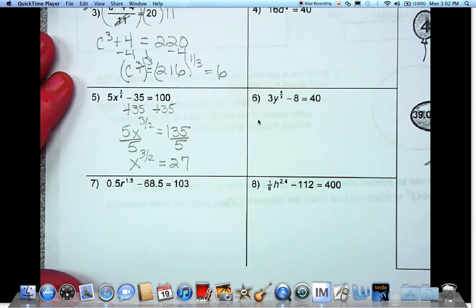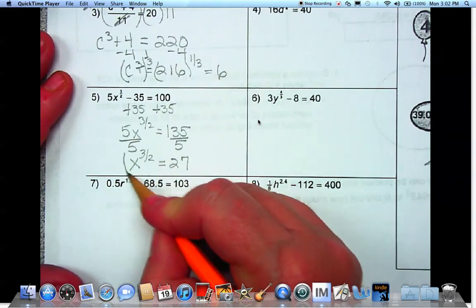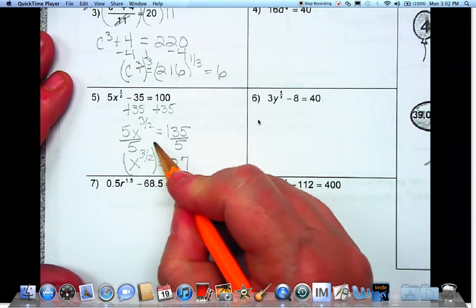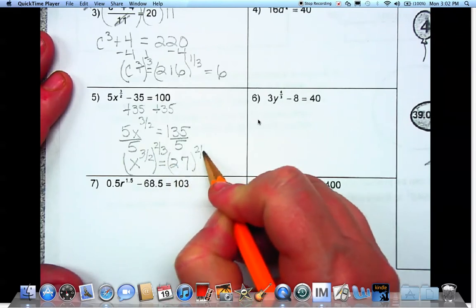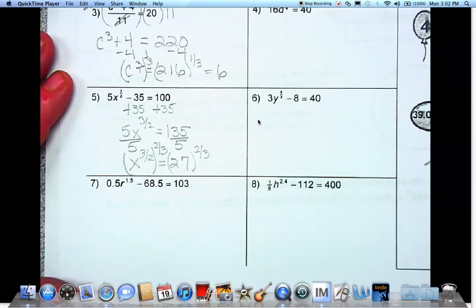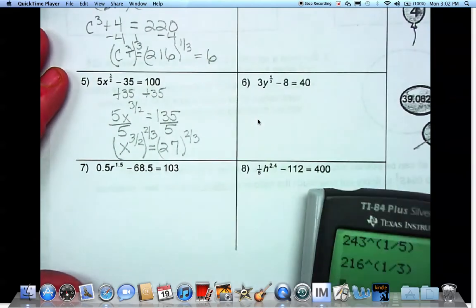Okay, Braden, what do you think next? So now you have to do 2/3. We'll raise it to the 2/3 power. Okay, Rolando, how do you put that in the calculator?